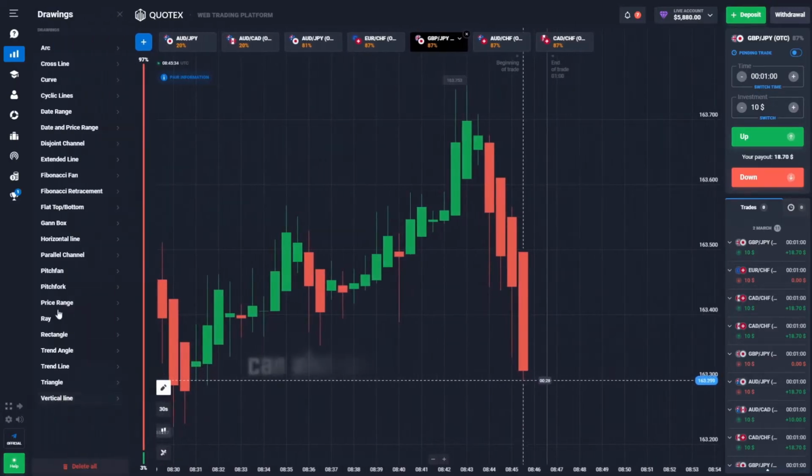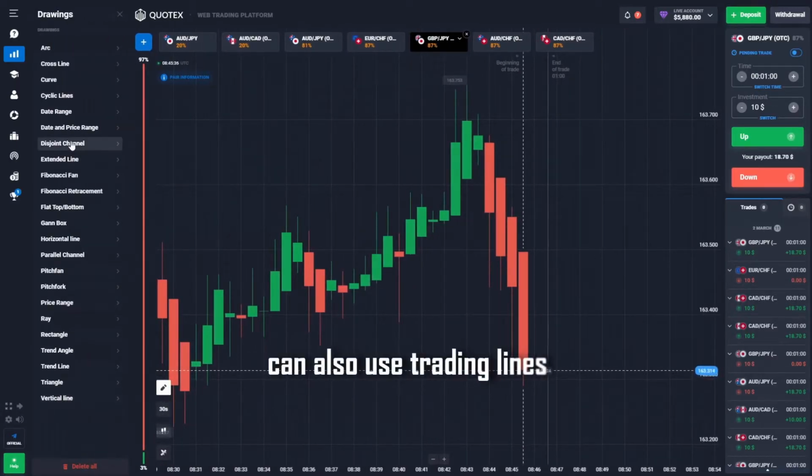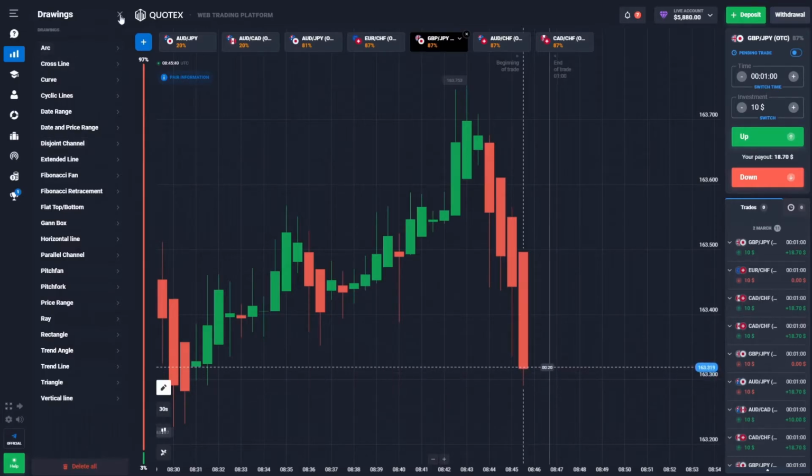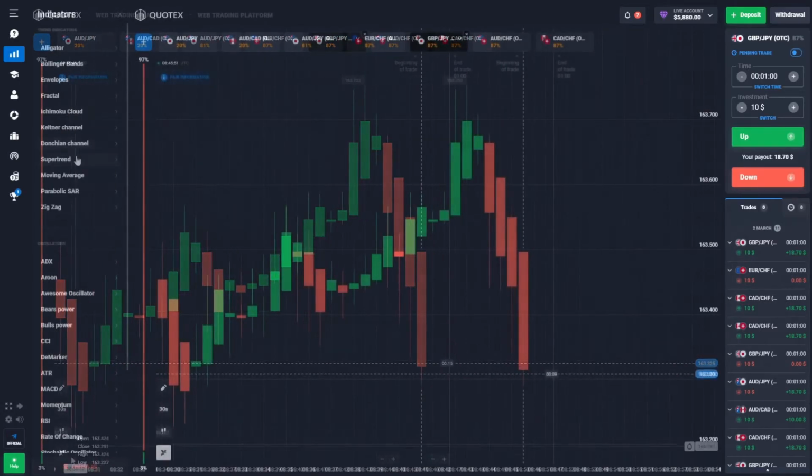We can also use trading lines or Fibonacci lines, but it is optional. We only traded for quick seconds to a minute. We will be focusing on our trading indicators.